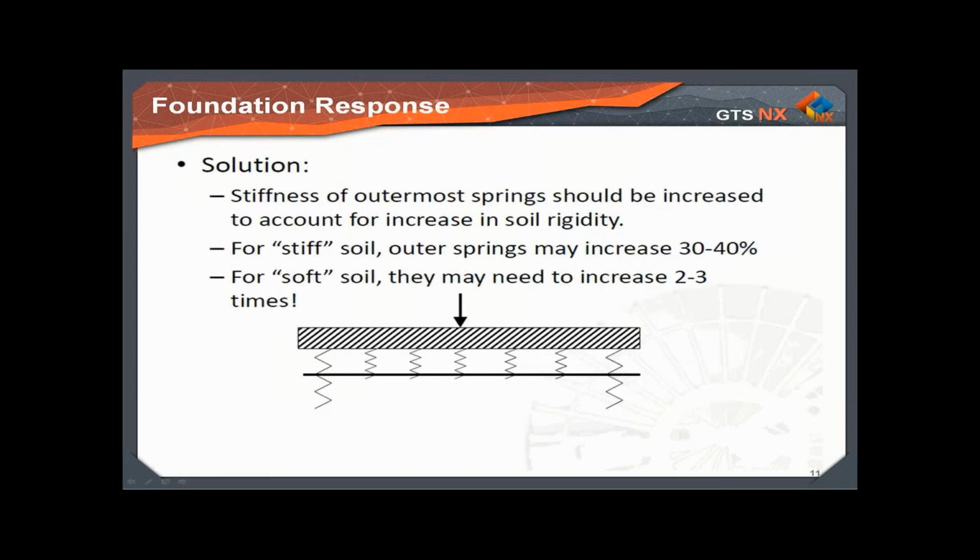So what is the solution for this? The solution is that we should not use one zone of springs, but at least two zones, with the outermost springs being higher than the springs at the center. Now, for stiff soil, outer springs may increase by 30 to 40% compared to the springs at the center, whereas for soft soil, we will have to increase them 2 or 3 times compared to the springs in the center. Again, stiff soil and soft soil are relative to the foundation stiffness and the loading, and even rock would need to use 2 zones of springs.